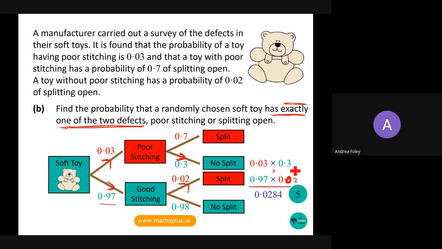So again, this one is a 0, 3, 4, 5 scale. So for low partial credit, we're looking for work of merit to find the answer. So that could be either of those calculations. So you might have had the 0.03 times 0.3 or the 0.97 times the 0.02. Either of those would get you low partial credit.